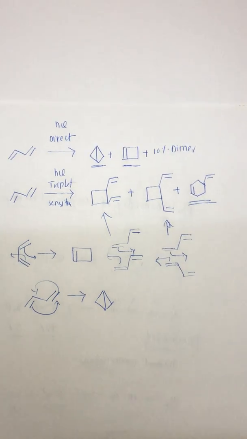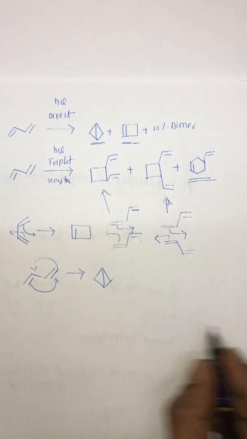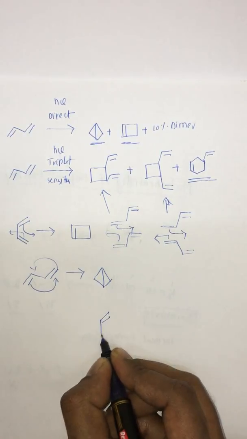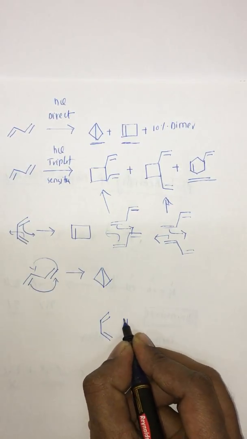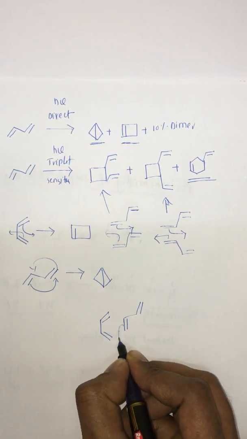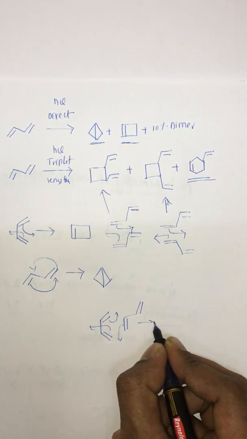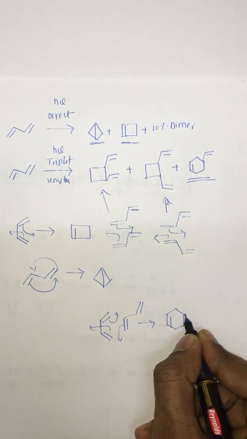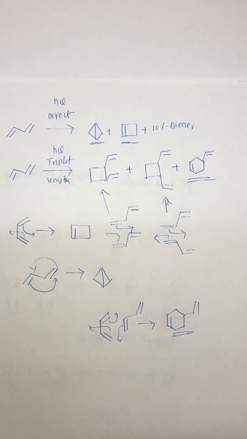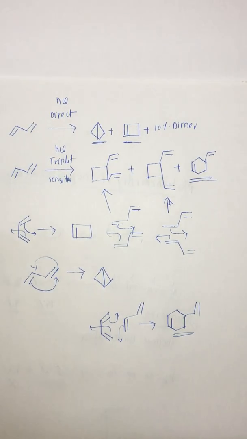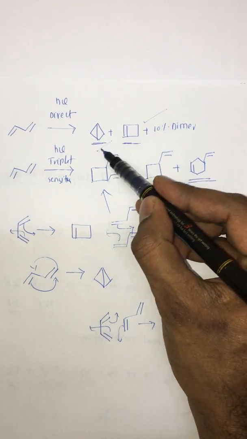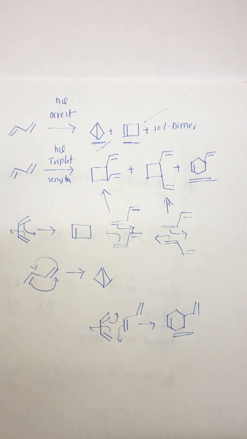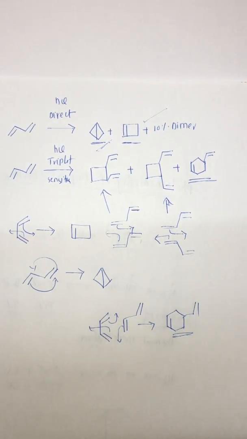And for this the mechanism is different. This is the mechanism for this. So when we are using direct irradiation, we are getting cyclobutane derivatives and this bicyclic compound. When we are using a triplet sensitizer, we are getting different products. So this is why photosensitization is very important in olefin compounds.